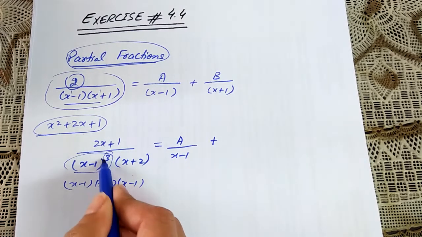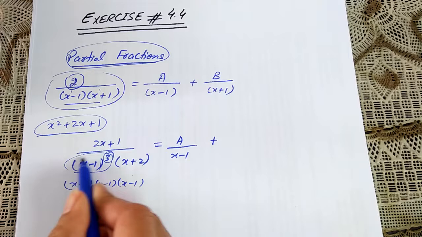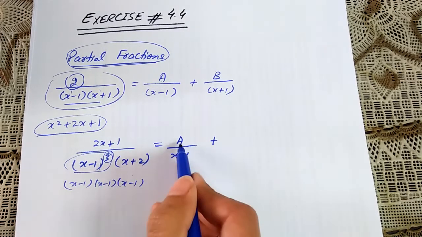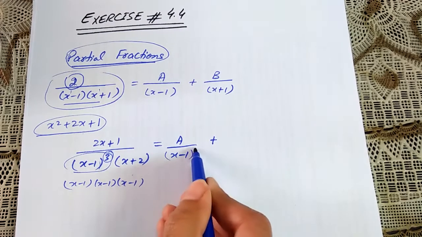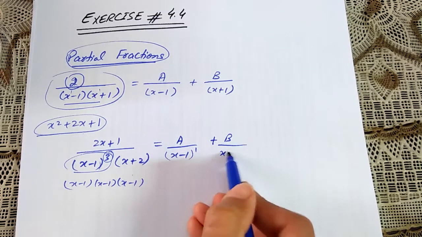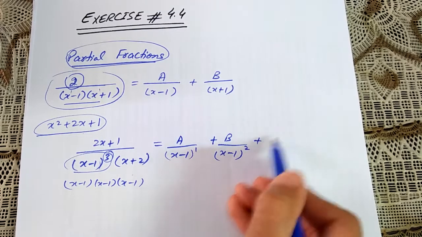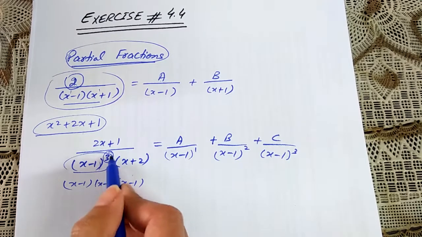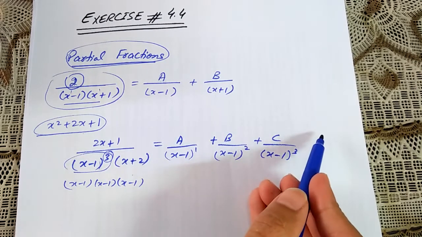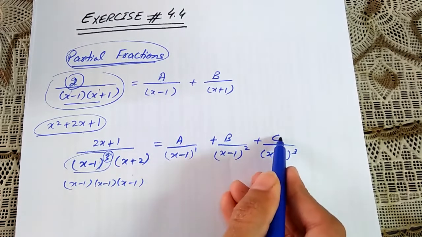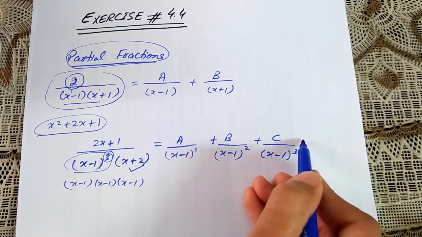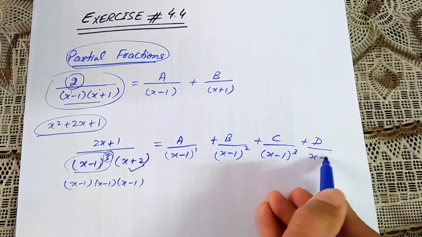Now if we have some simplest function here with some power, it will be written as, first of all with the power 1, then B over x minus 1 power 2 plus C over x minus 1 power 3. If we had 4 here, then we will move on to D, but we have cube, so just stop here at C. Now this denominator is left here, so it will be D over x plus 2 now.